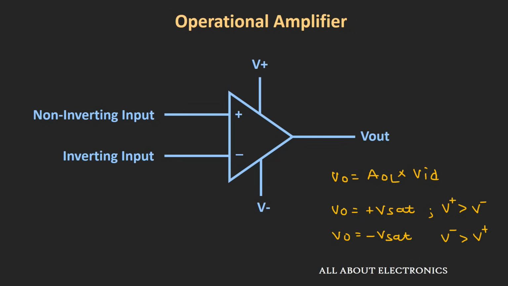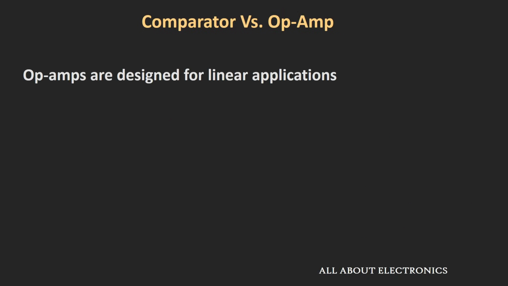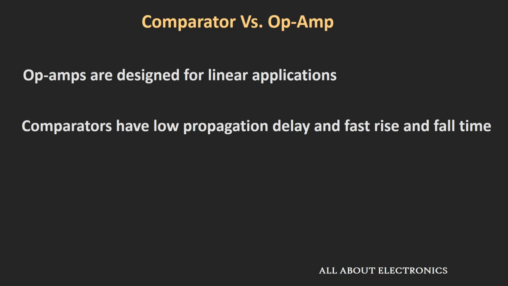But if you observe, there are many comparator ICs available in the market, specifically used as comparators, and there is a reason behind it. The first reason is that op-amps are designed specifically for linear applications. So although the op-amp can be used as a comparator in open loop condition, the response of the op-amp will not be too fast. While if you see the comparators, they have a minimum propagation delay and very fast rise and fall times, because in general the slew rate of a comparator is higher than the slew rate of an op-amp, and that is why comparators have a very fast response.